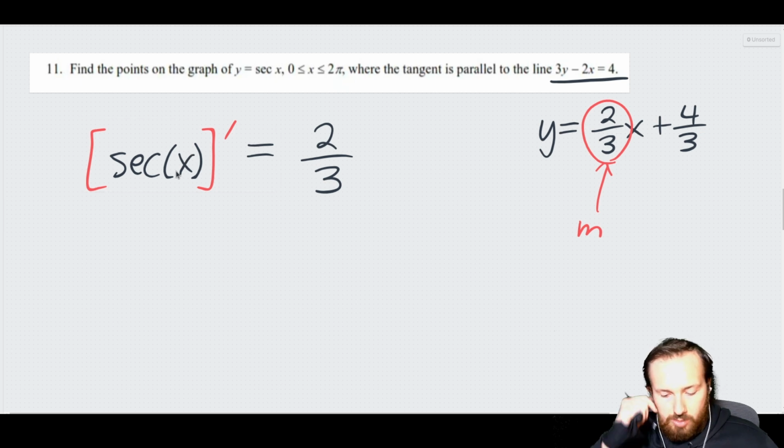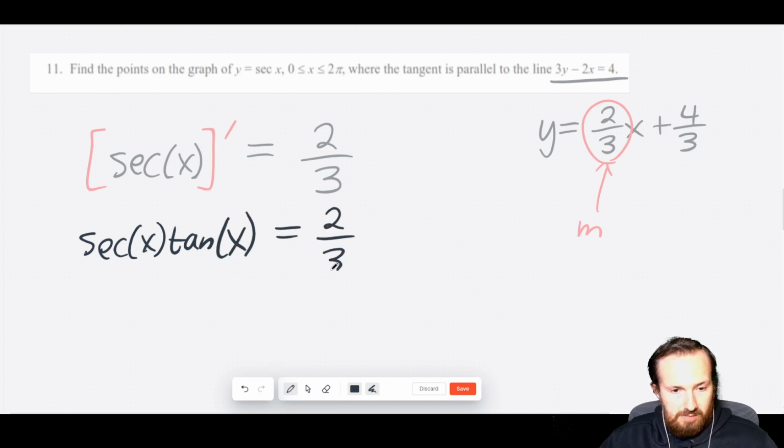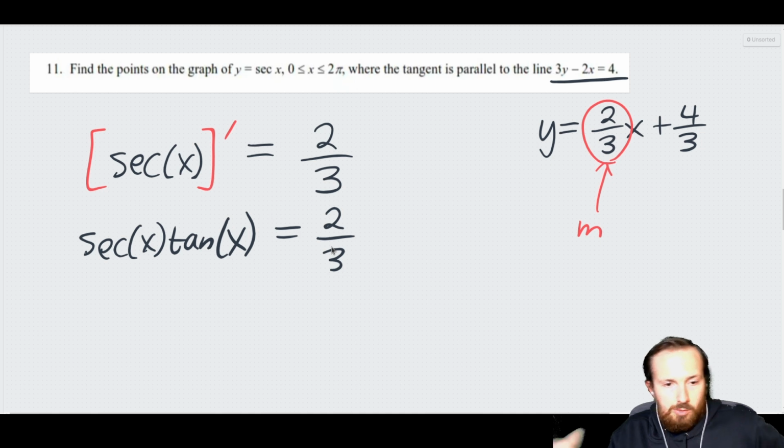Now, how do we take the derivative of secant of x? This is something you'd have to remember from your trig derivatives. But if you remember your trig derivatives, you can recognize that it's secant of x, tangent of x. So there you go. Any x value that makes secant of x, tangent of x equal to 2/3 will be the x values where the slope of the curve is actually the same as the slope of the straight line.